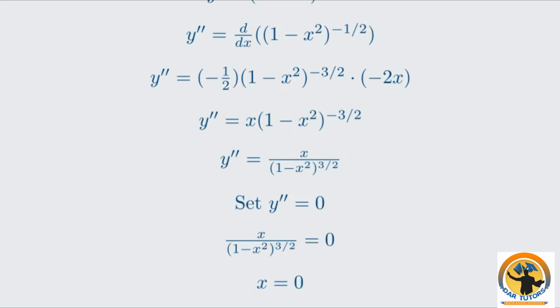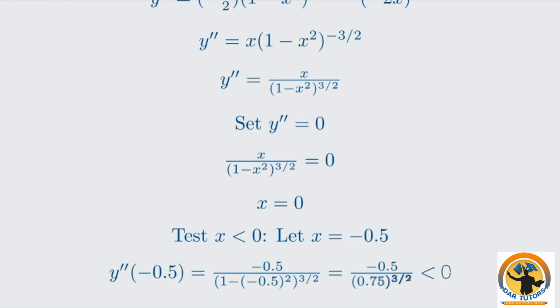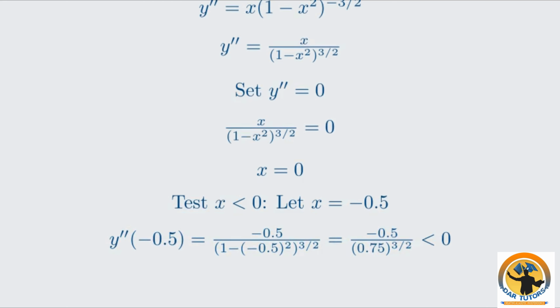We must now check if the concavity actually changes at x equals 0. We can do this by testing the sign of y double prime on either side of x equals 0. Let's test a value slightly less than 0, say x equals negative 0.5. y double prime is negative 0.5 over a positive number, which is negative. This means the function is concave down for x less than 0.